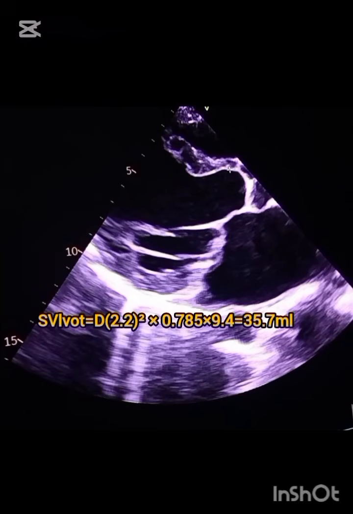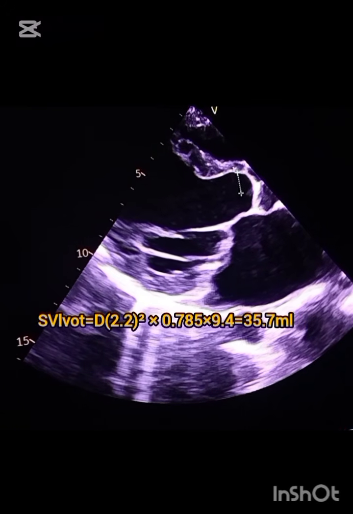Now we take regurgitant volume and regurgitant fraction by the continuity method. The continuity equation works on the principle that what comes in must go out. Measurements required: LVOT diameter and velocity time integral, and mitral valve annulus diameter and velocity time integral. First of all, we calculate stroke volume at the LVOT.